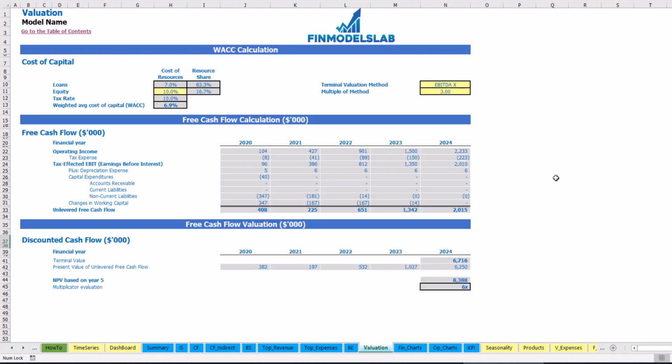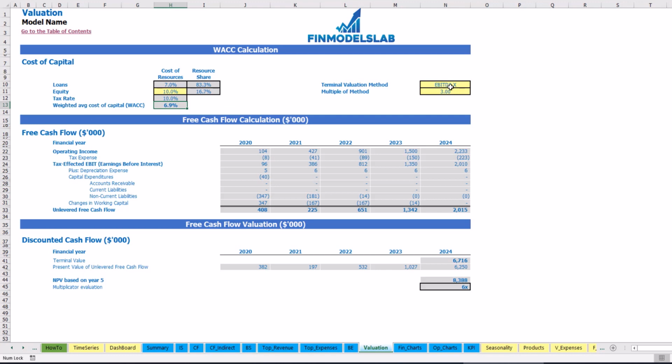On the valuation tab, you may see the calculation of company valuation based on the cost of equity, which you may input here. Cost of loans you previously inputted on the dashboard. Calculation of resource share you may see here. There is also the tax rate, and here you may find the weighted average cost of capital.